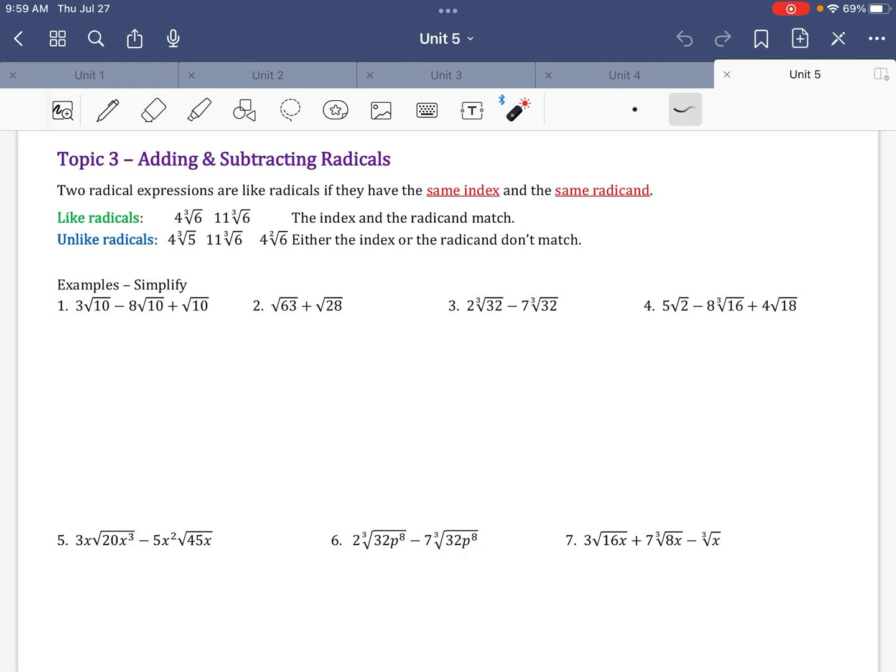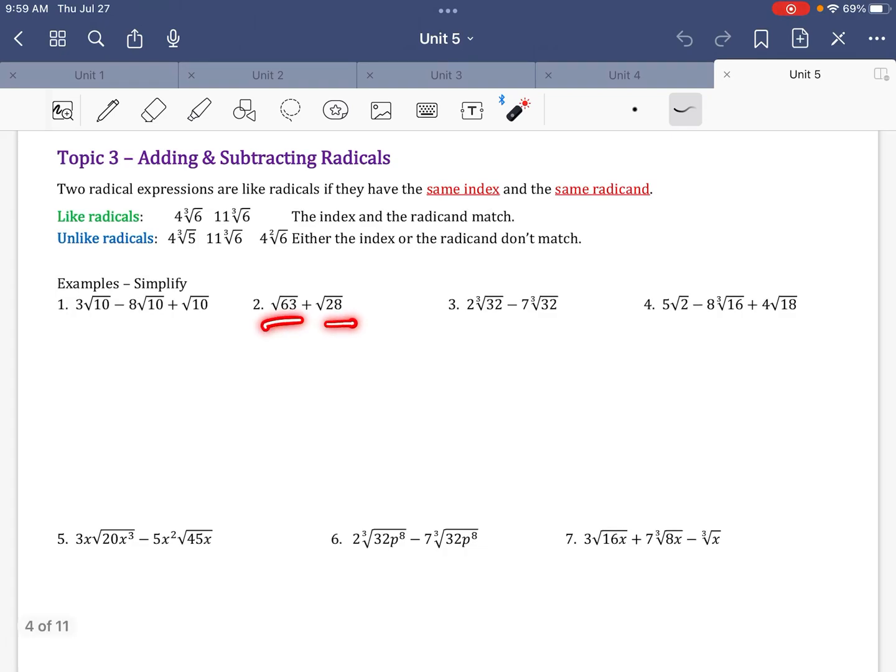Next thing is the same radicand. The radicand is the stuff inside, all right? Like these are both square roots, so the radicand is 63 and 28 right now. You cannot add these together unless those are the same numbers. And so you have to reduce it first to be able to do that. So adding and subtracting is kind of annoying because you have all these problems to reduce and then maybe you can put them together after that, all right?